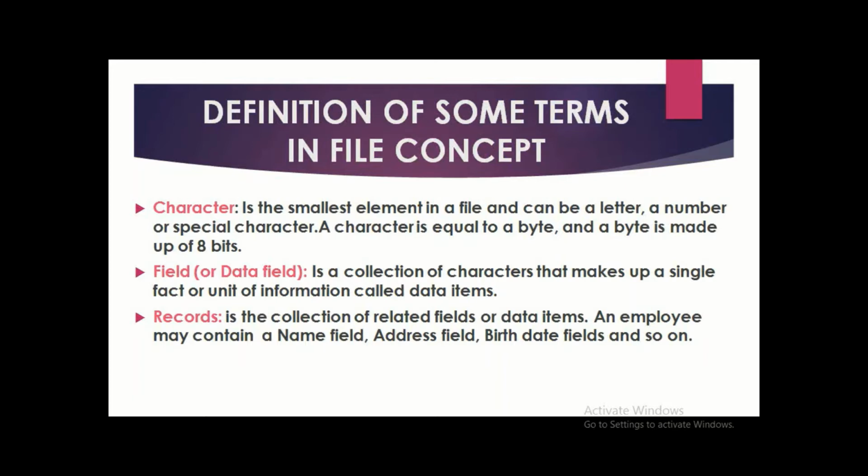Number two, we have the field or data field. It's a collection of characters. It has many characters in it that make up a single fact or unit of information called data items. That is a collection of characters, while the record is a collection of related fields. You can see they correspond to each other. The field is a collection of characters, while the record is a collection of related fields or data items.